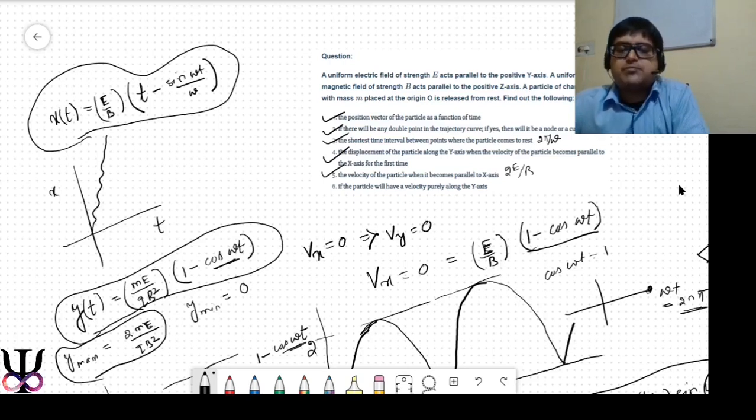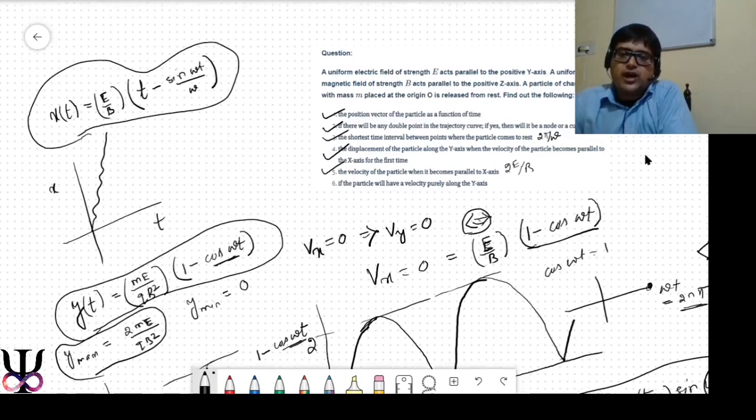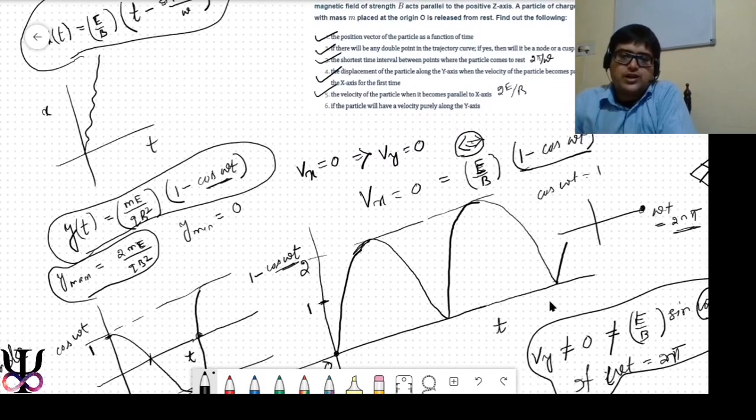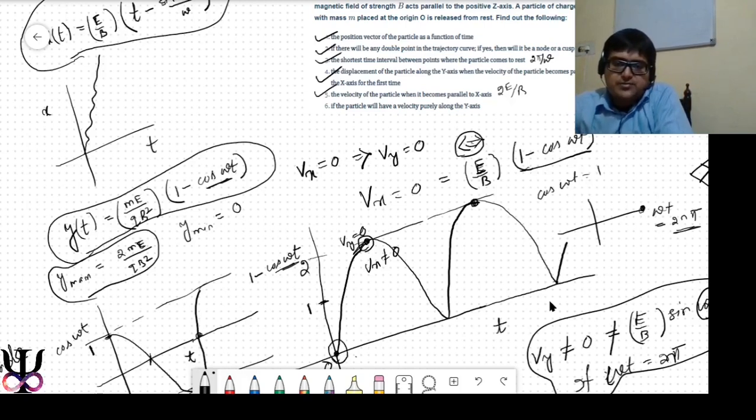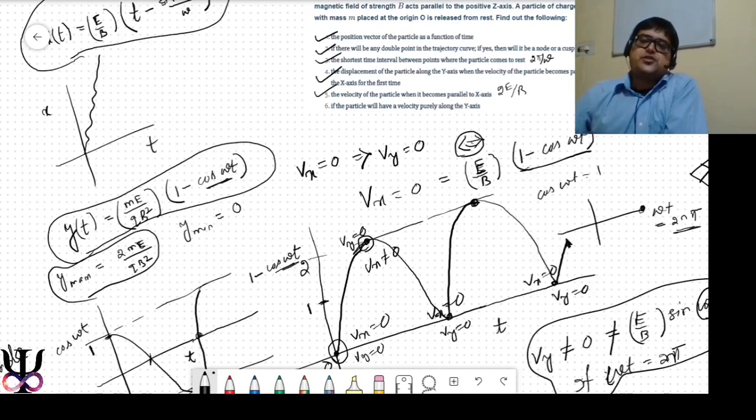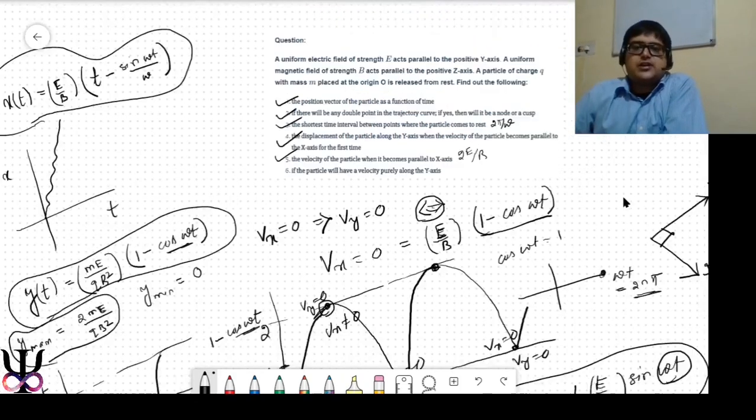But you cannot use an implies and implied by sign here, because there are points where Vy is 0 but Vx is not. That means at every peak, you can see Vy is 0. Here Vy is 0 but Vx is not 0. But Vy becomes 0 here also. At every cusp, Vy becomes 0, and Vx is also 0. At all such points, Vx is 0. That means the particle comes to rest at every cusp on the trajectory. So there is no non-zero Vy when Vx is 0. Okay, so that answers the 6th part.